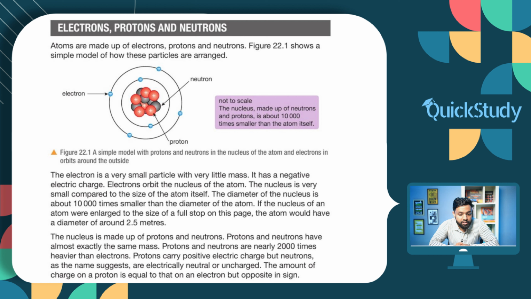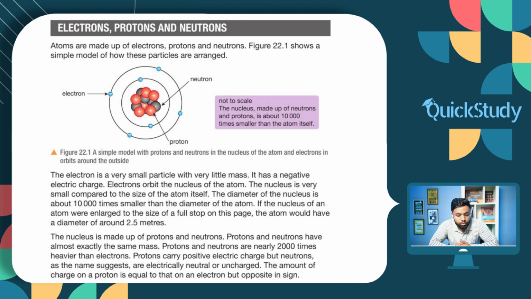The electron is a very small particle with very little mass. It has a negative electric charge. Electrons orbit around the nucleus of the atom. The nucleus is very small compared to the size of the atom itself. The diameter of the nucleus is about 10,000 times smaller than the diameter of the atom. If the nucleus of the atom were to enlarge to the size of a full stop on this page, the atom would be about 2.5 meters.